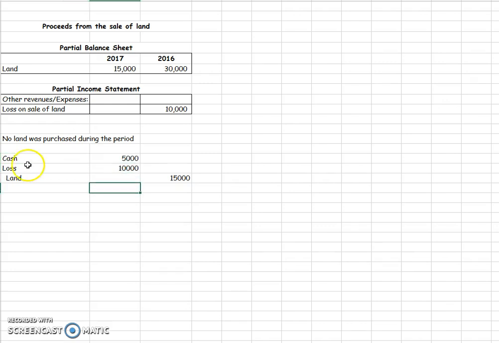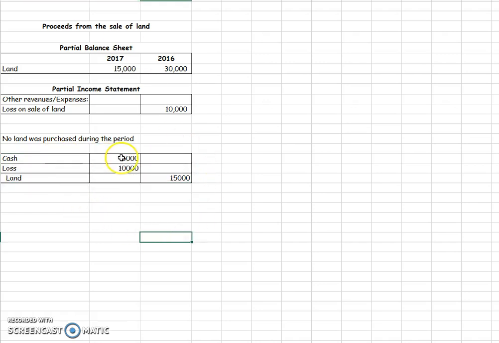So take a look at what we're looking at right here. What we have is we received $5,000 for some land that had a book value of $15,000, so we only got $5,000 for land that was on our books at $15,000, so that was a loss of $10,000. So by knowing these two amounts, we only had one variable, so we could solve for cash.